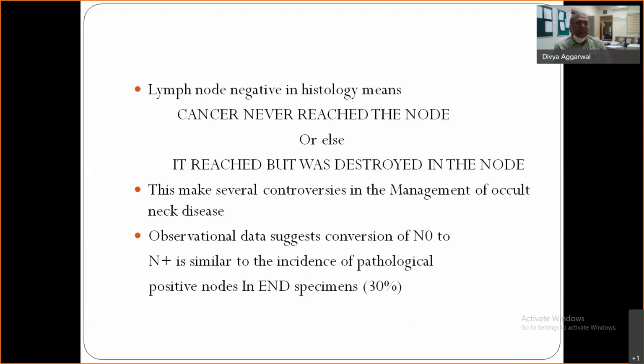What does this mean? That if you do a selective neck dissection, you will find that in 30% of the cases, you will find some sort of an occult disease. And this is almost similar to the incidence of an N0 neck, if it is not treated, turning into an N plus neck, that is a node positive neck.